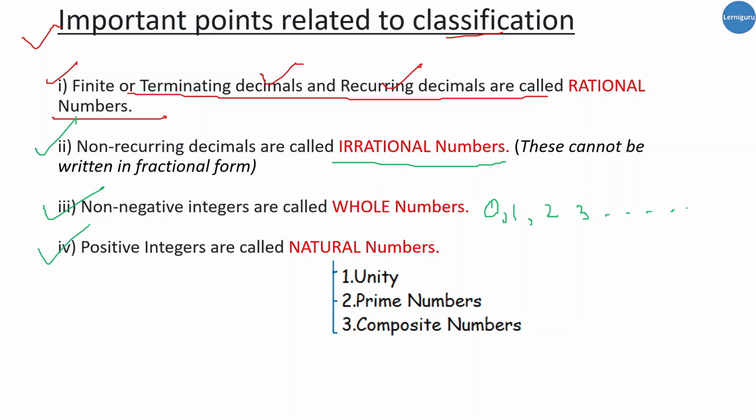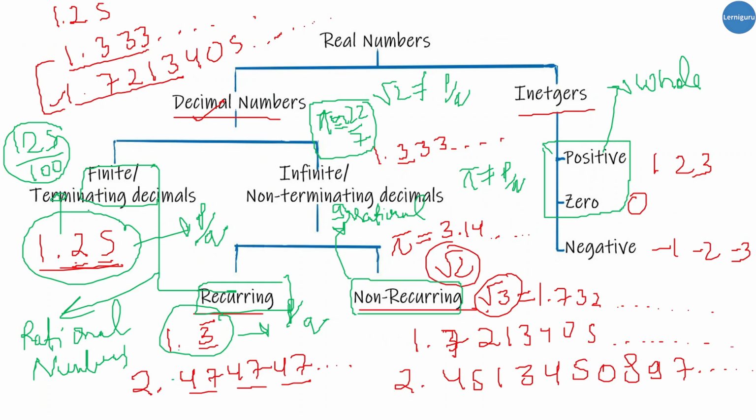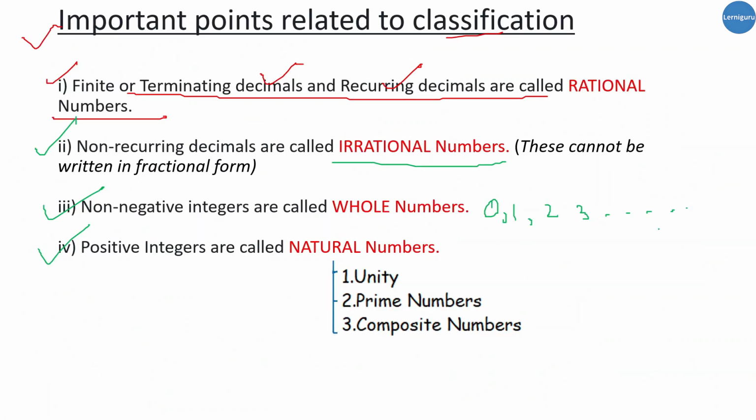Positive integers are called the natural numbers. So these are called the natural numbers. Like counting numbers are your natural numbers 1, 2, 3, 4, 5. So 1, 2, 3, 4, 5 counting numbers are your natural numbers.